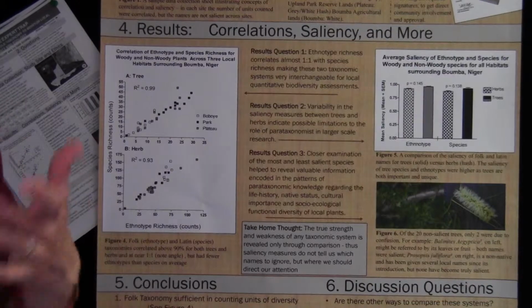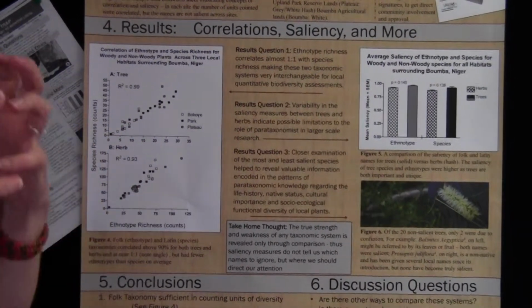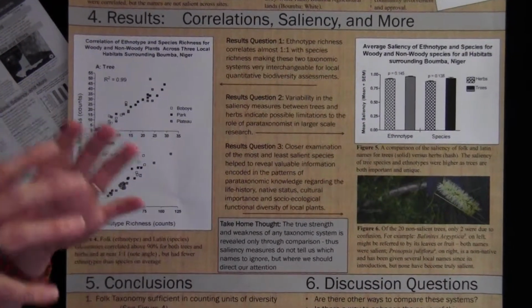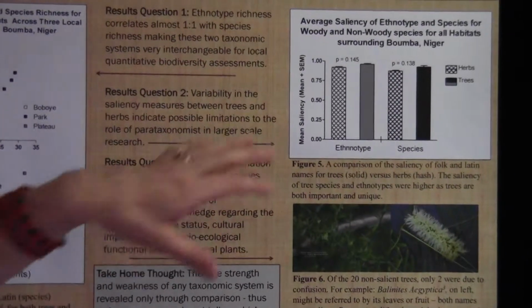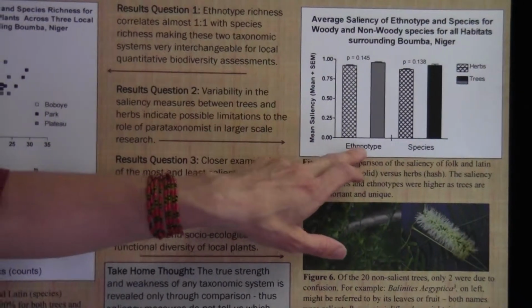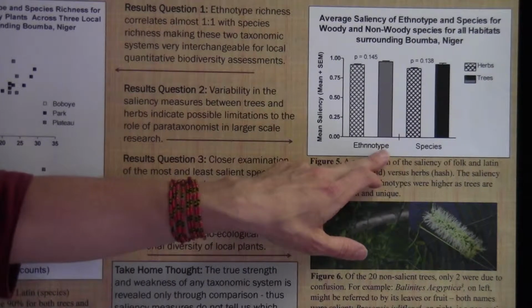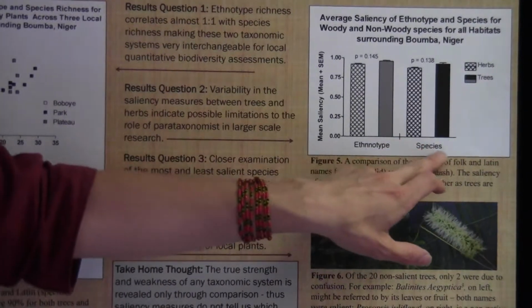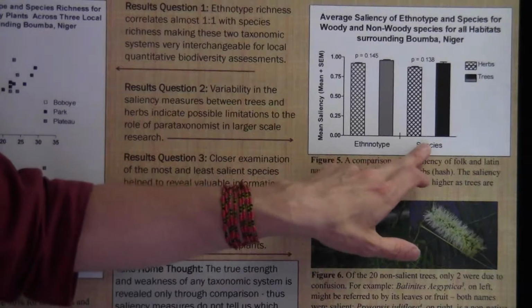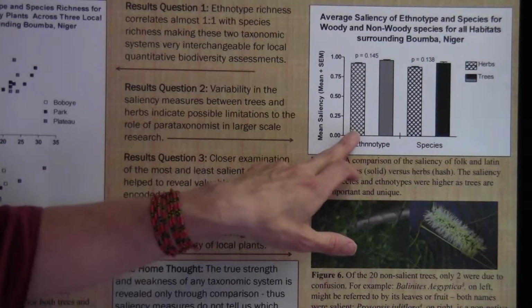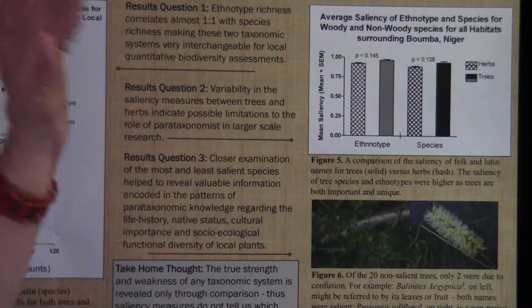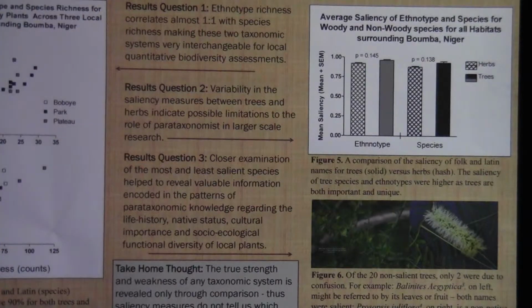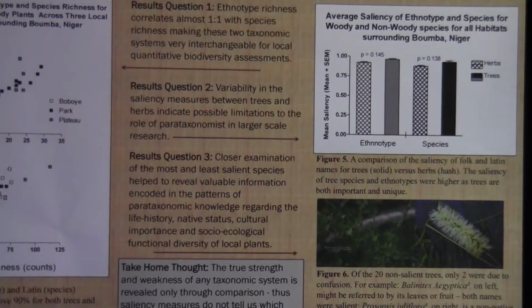Which ethnotypes, so which folk taxonomic units, are salient, or which species are salient? I did this comparison, comparing for any one ethnotype, a folk taxonomic unit, how many species it corresponded to, and the other way around, for any species, how many folk taxonomic units. And then you came up with a list of the who's who and the who's not, right? So which are salient and which aren't.